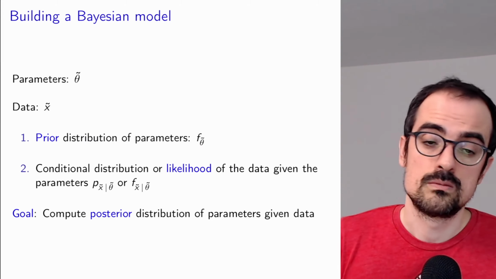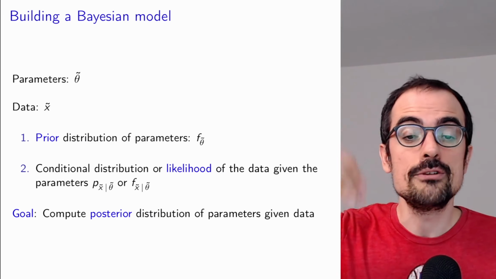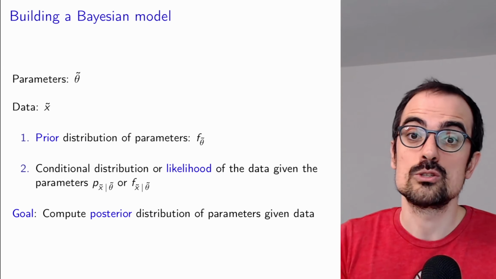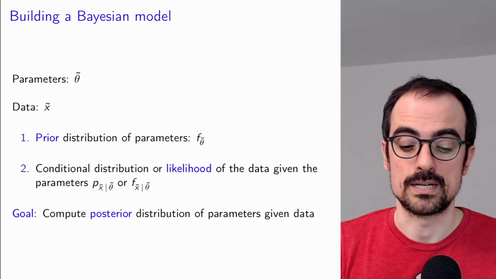The goal often is to compute the posterior distribution of the parameters once we have seen the data, which allows us to update our uncertainty about the parameters.